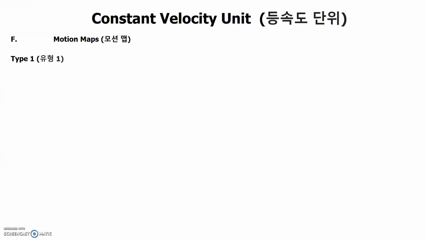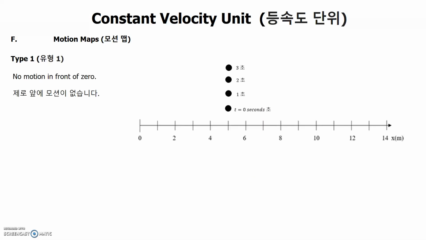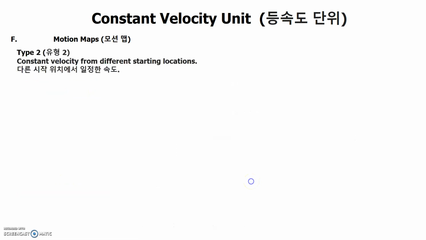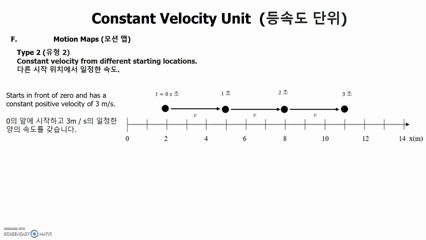Okay, so now let's look at motion maps. For type 1 motion, when it's not moving, if it's starting in front of the origin, this would be kind of like what the motion map would look like. Or let's say it's starting at the origin. This is what the motion map would look like. For constant velocity motion, this is what the motion map would look like. Let's say it's starting in front of the origin. In this case, it's starting at 2 and has a constant positive velocity of 3 meters per second. So that's what it would look like.